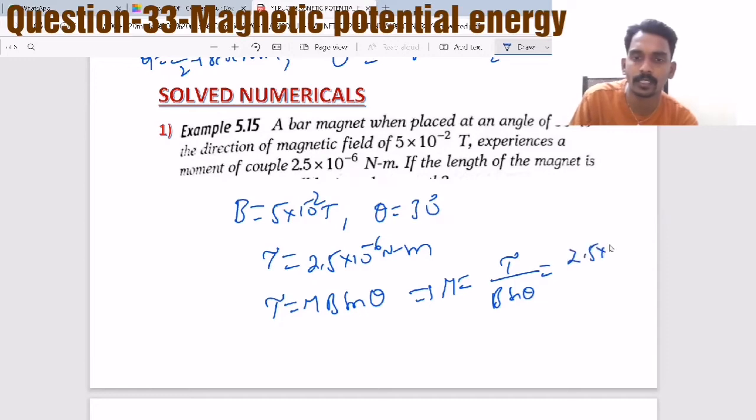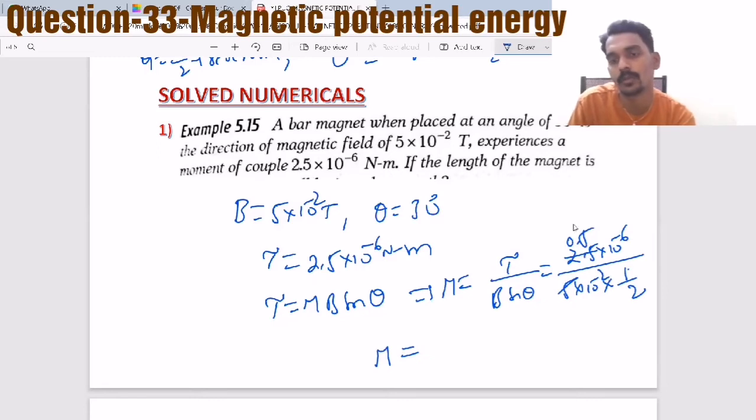So M equals 2.5 into 10 power minus 6 divided by b, which is 5 into 10 power minus 2, into sin 30, which is 1 by 2. Now the 5 and 5 cancel, 2 goes up, 2 into 0.5 is 1, so it becomes 10 power minus 4.